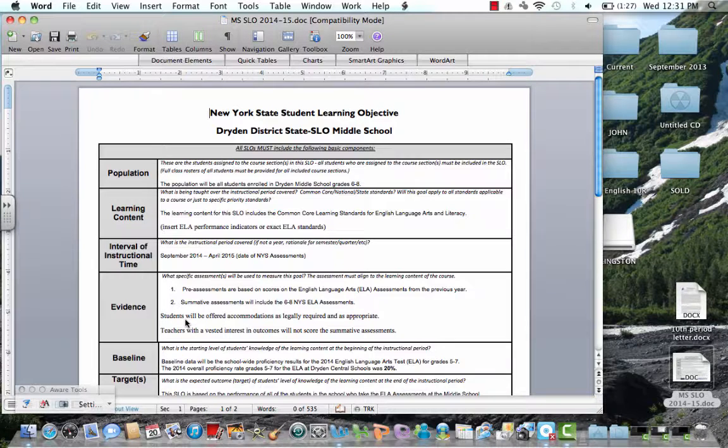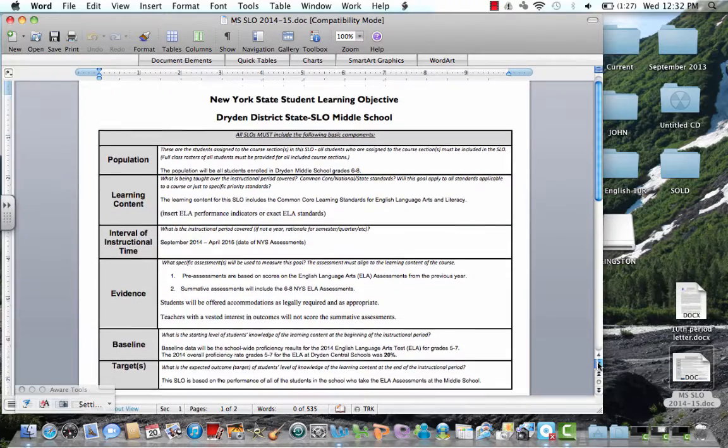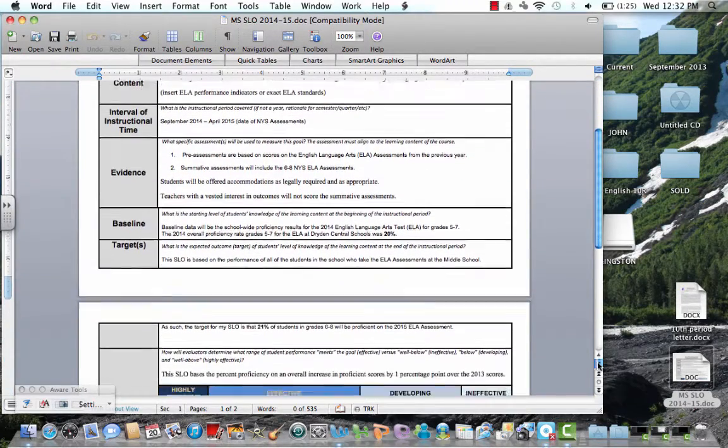Again, because we're working with all students, it's important that we say we are going to offer the appropriate accommodations as legally required. I believe we do a really good job in the middle school of getting that set up in the spring. And obviously, just like local assessment targets, even though this doesn't really apply to regional scoring, because of vested interest in outcomes, if teachers have a vested interest, they are not allowed to score the summative assessments. But that's pretty well organized in regional scoring, and that does not occur.